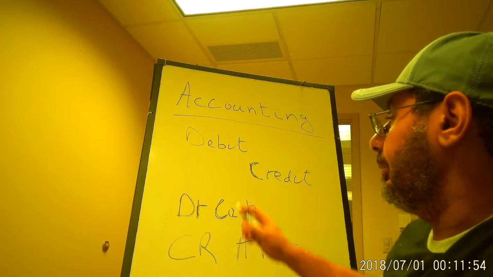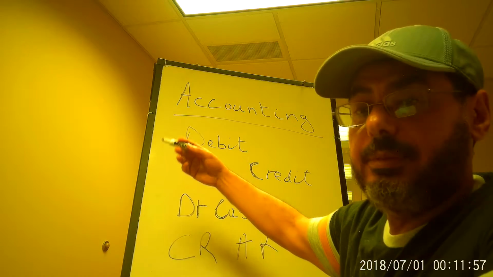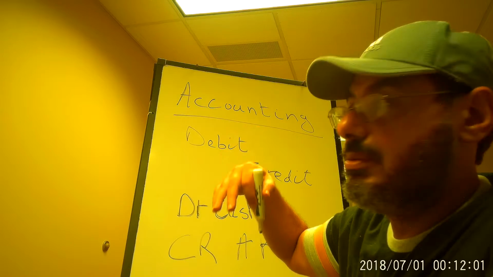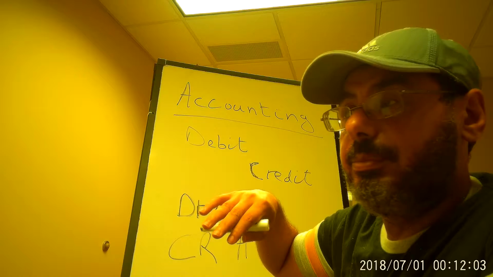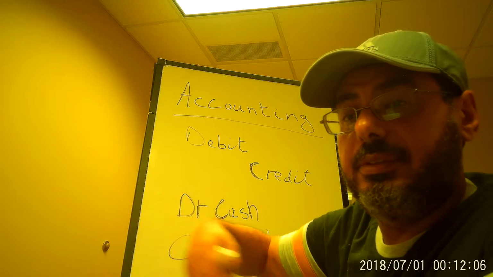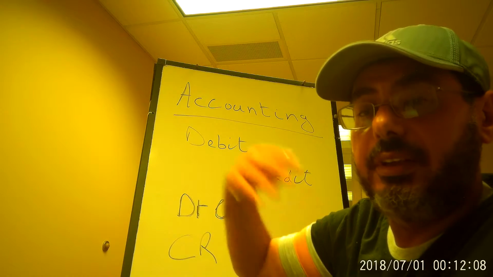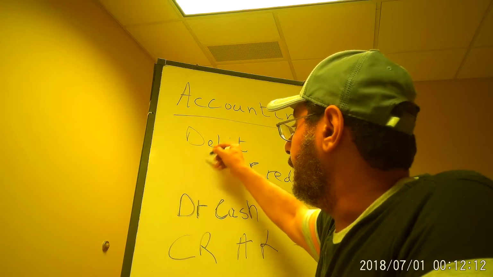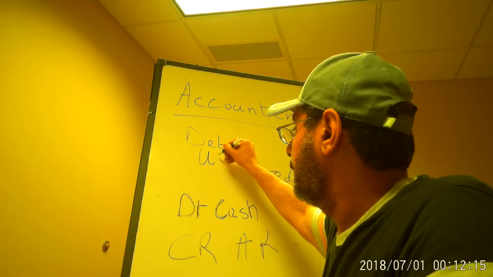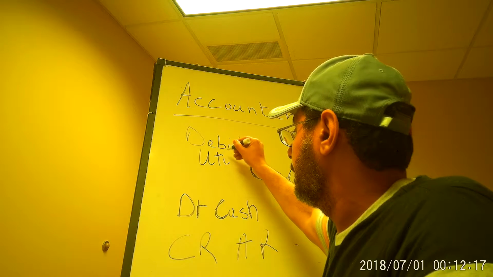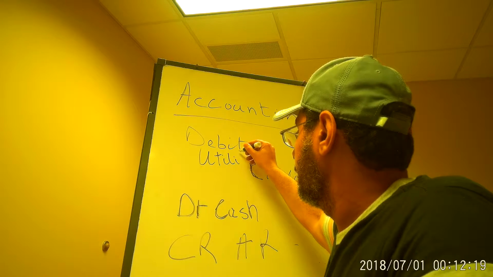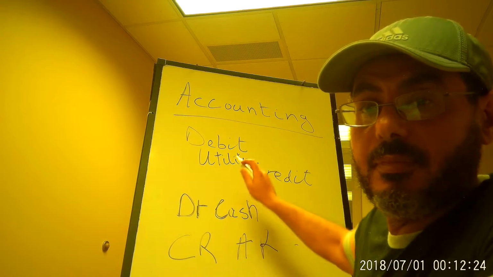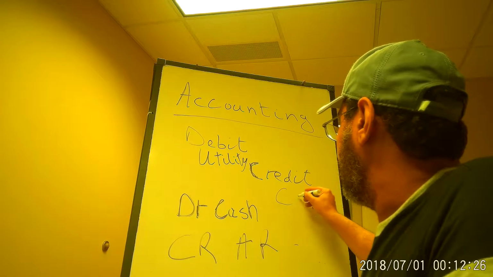So if you are making a check to, let's say, pay utilities, and you're recording the check to the utility company, it's going to debit utility and credit the cash.